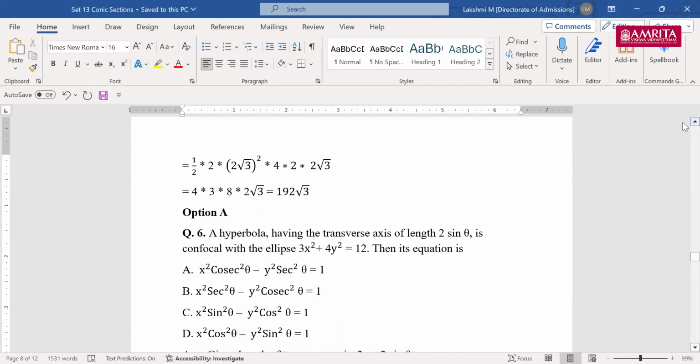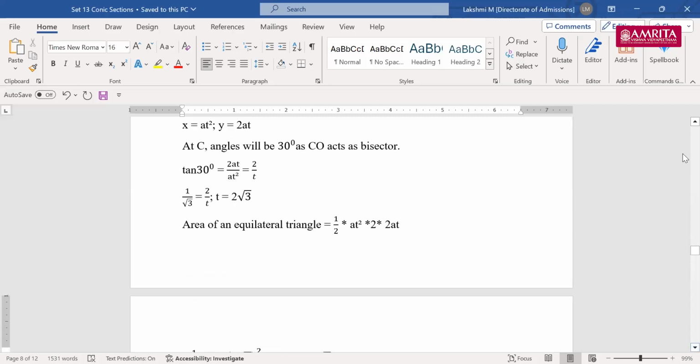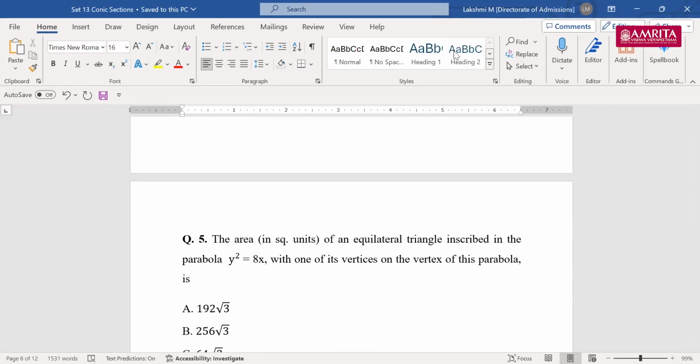Each angle is 60 degrees. It's something as a bisector which divides it equally. Wait a second, I'll just show the question once again. Equilateral triangle inscribed in the parabola, one of its vertices on the vertex of this parabola.